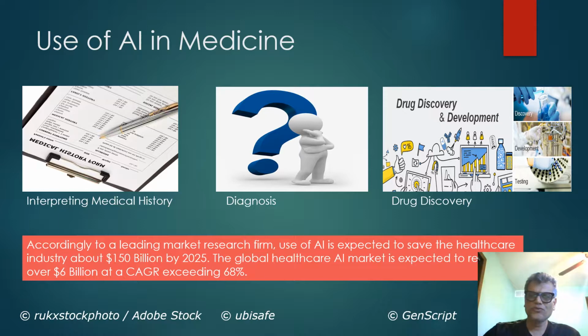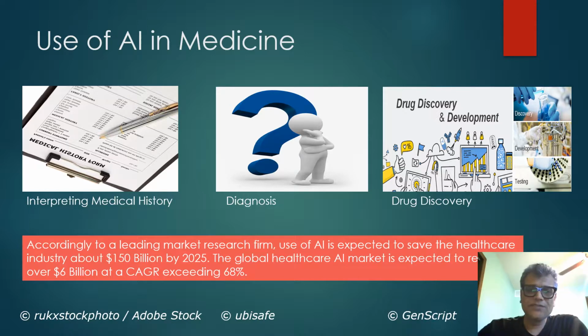Let's talk about use of artificial intelligence in medicine. You can broadly classify this into three areas. One is interpreting medical history, second is diagnosis, and third is drug discovery. So when we talk about interpreting medical history and diagnosis, to some extent, they are looked at in a combined fashion. We will talk about that a little later. And of course, then there is use of AI algorithms when it comes to drug molecules discovery, and then also use of artificial intelligence in clinical trials when it comes to patient recruitment.